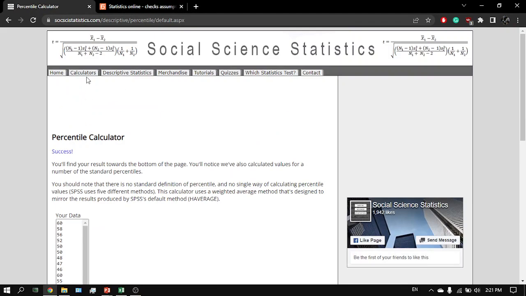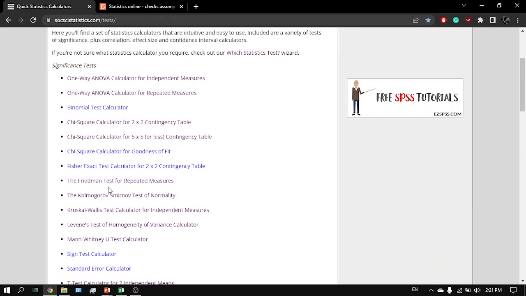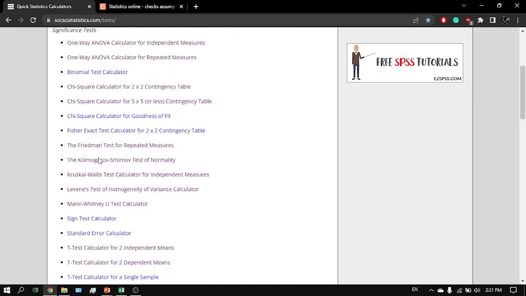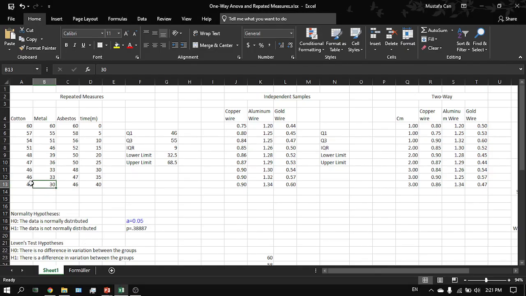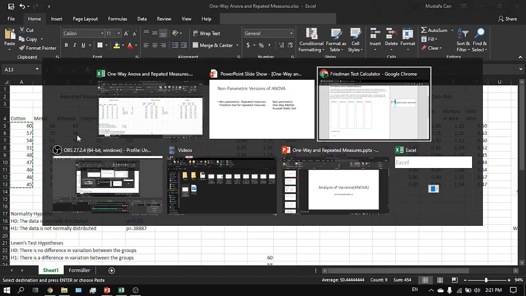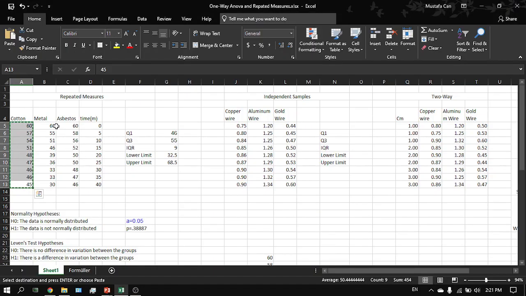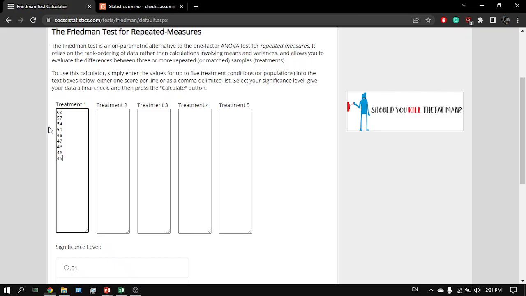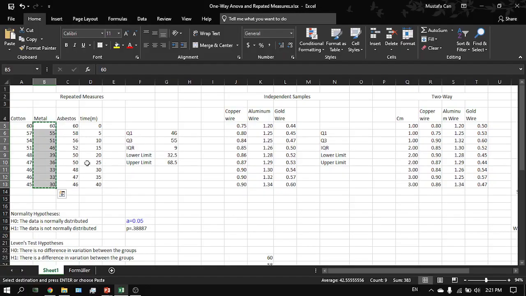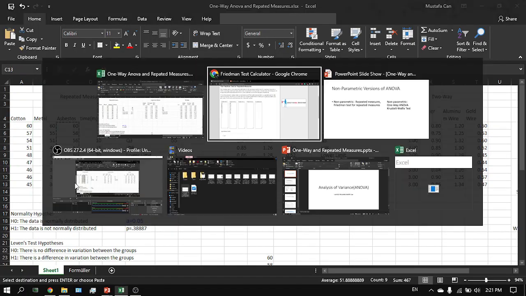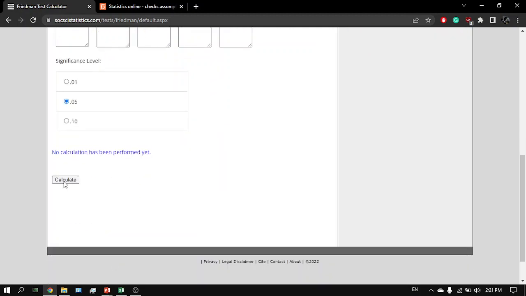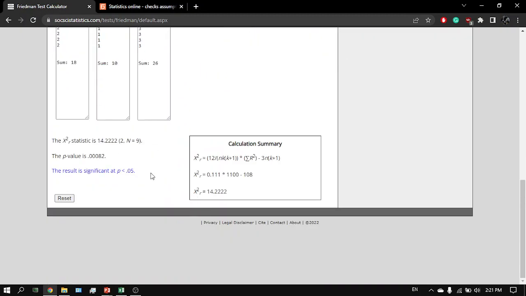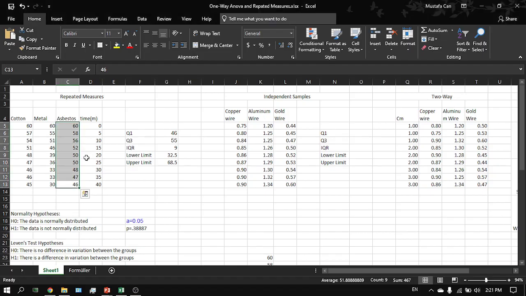I come to calculators. Friedman test, where is it? The problem with this, it doesn't provide the post-hoc. I'll explain what post-hoc is in a minute. First, let me do the test here. Come here, paste all the values. Don't forget to check if you have any spaces. I already know we have spaces here, so I delete them. I'll calculate it, and P is smaller than 0.05.